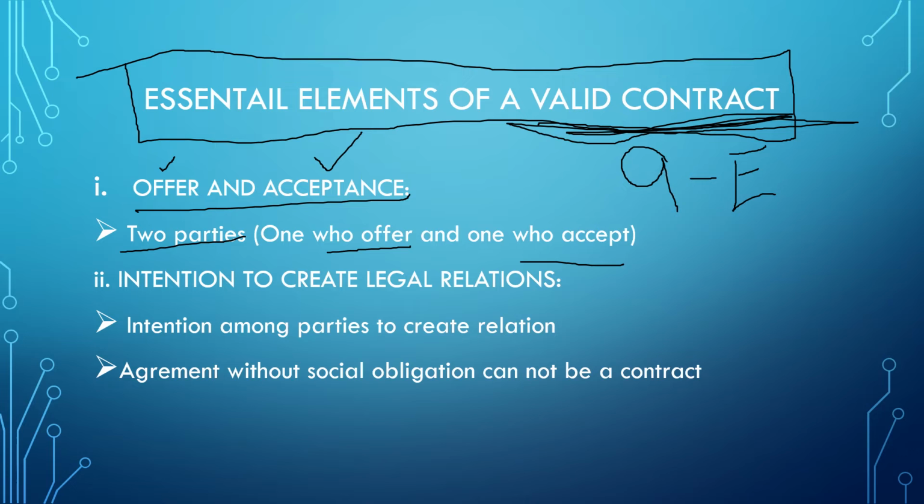And then the next one is intention to create a legal relationship. For a valid contract, there must be a legal relationship.